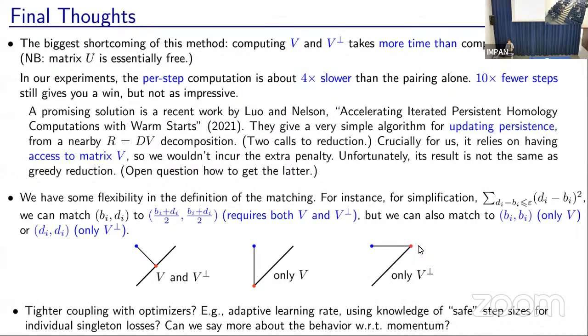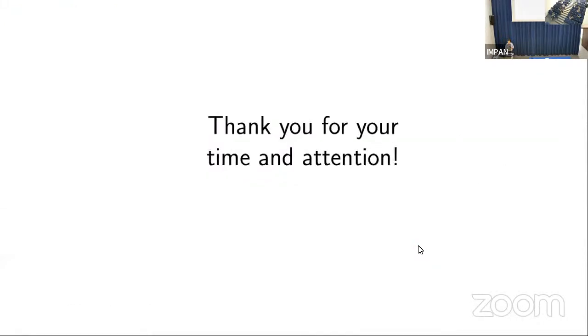And what Mikhail asked, sort of, how does this all relate to momentum? Why does it behave one way in the diagram method, another way in the critical set method? I think that is also a major open question, but unfortunately, I have nothing to say on that. So on that note, I will stop, and I thank you for your time and attention.